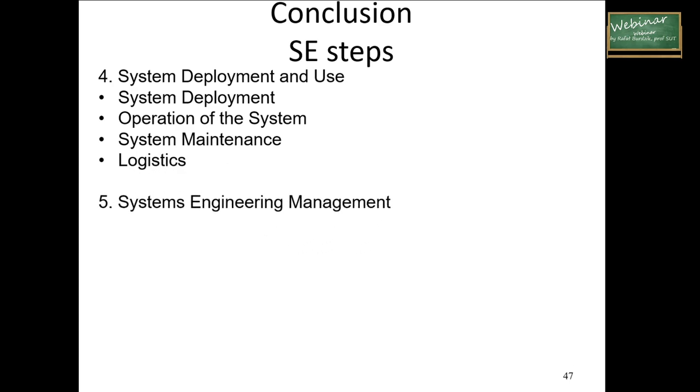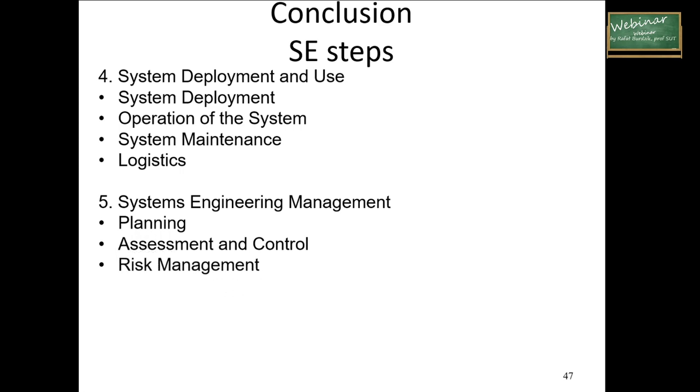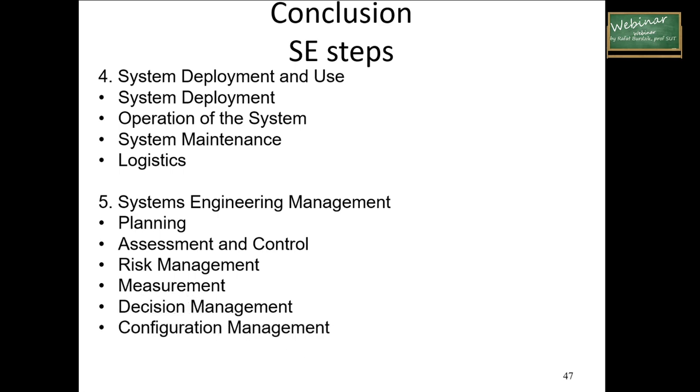And the last step is system engineering management. So we should think about planning, assessment and control of our system, risk management, risk analysis and risk assessment, measurement, decision management, configuration management, information management, and quality management. So as you can see, there are so many important areas which have to be considered when we are talking about system engineering management, that we can say that it is a fully integrated management system which should be applied at the stage of system engineering management.